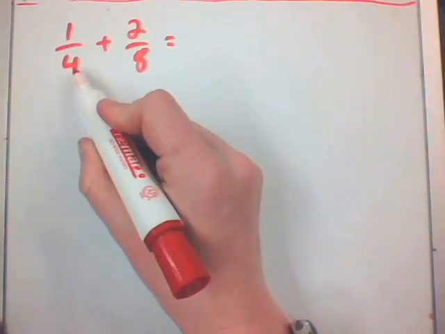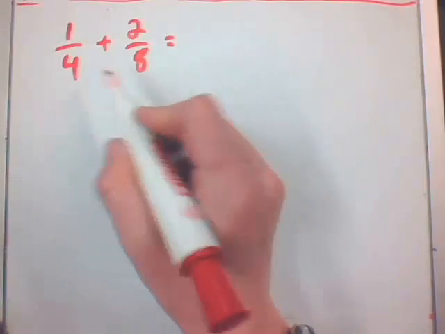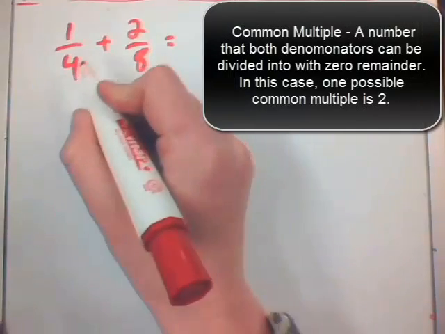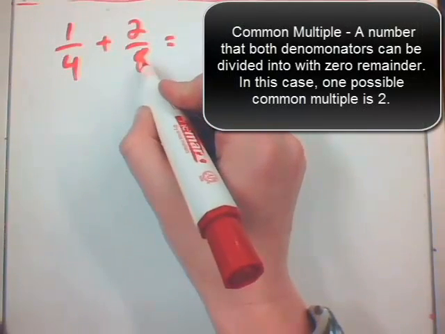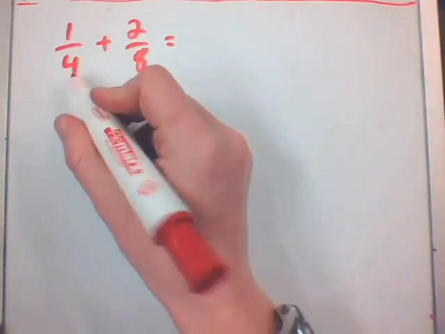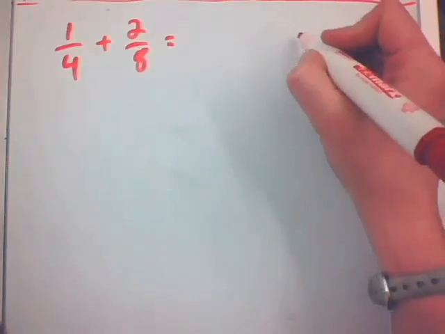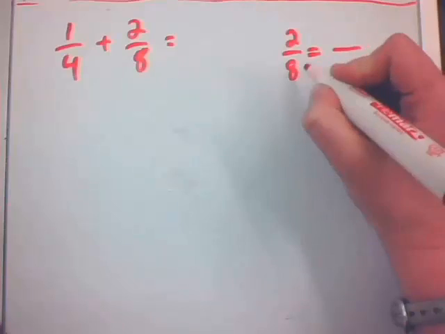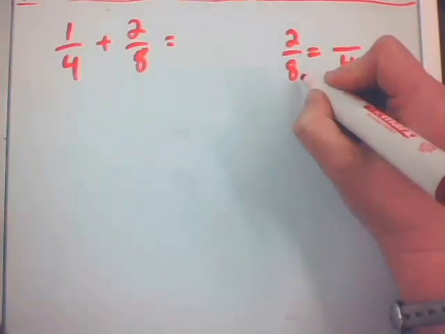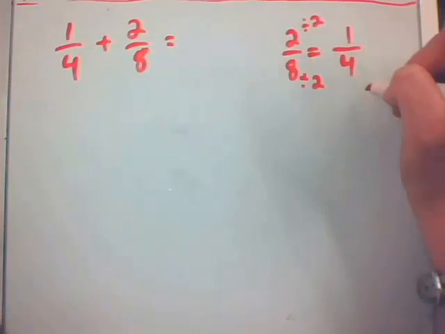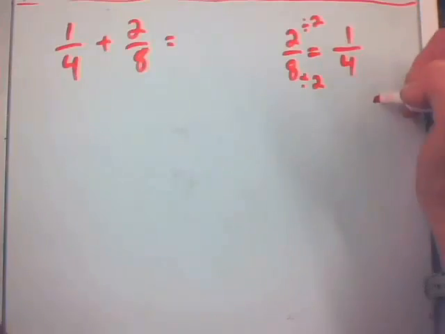Well, if I look at this, I can see that these two numbers have something in common. They have a common multiple. So I can take 8 and divide it by 2 and end up with a denominator of 4. So I'm going to leave 1/4 alone, and I'm going to work on 2/8 for a second over on the side. So 2/8, I can create an equivalent fraction with a denominator of 4. 8 divided by 2 is 4, and 2 divided by 2 is 1. So 2/8 is actually the same as 1/4.